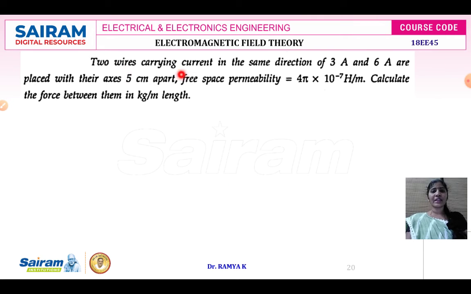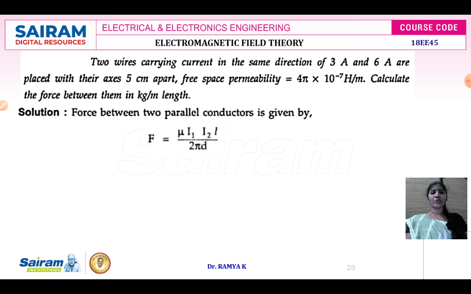Two wires carrying a current in the same direction. When two wires carry current in the same direction, there will be a force of attraction. The currents in the elements are 3 amps and 6 amps, and they are placed with their axes 5 centimeter apart. The permeability of free space is given as 4 pi into 10 to the power of minus 7 Henry per meter. Calculate the force between them in kg.